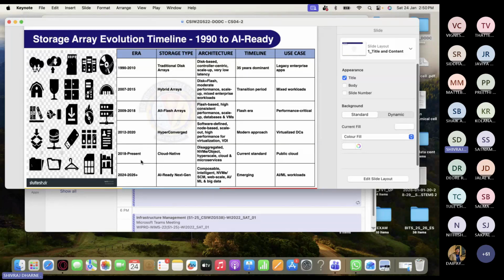Has anybody heard about SCM? There are a lot of such words that will come. At least you can ask, because this is all what matters finally at the end of the day. Basically, it's a storage class memory. Okay, SCM is storage class memory.